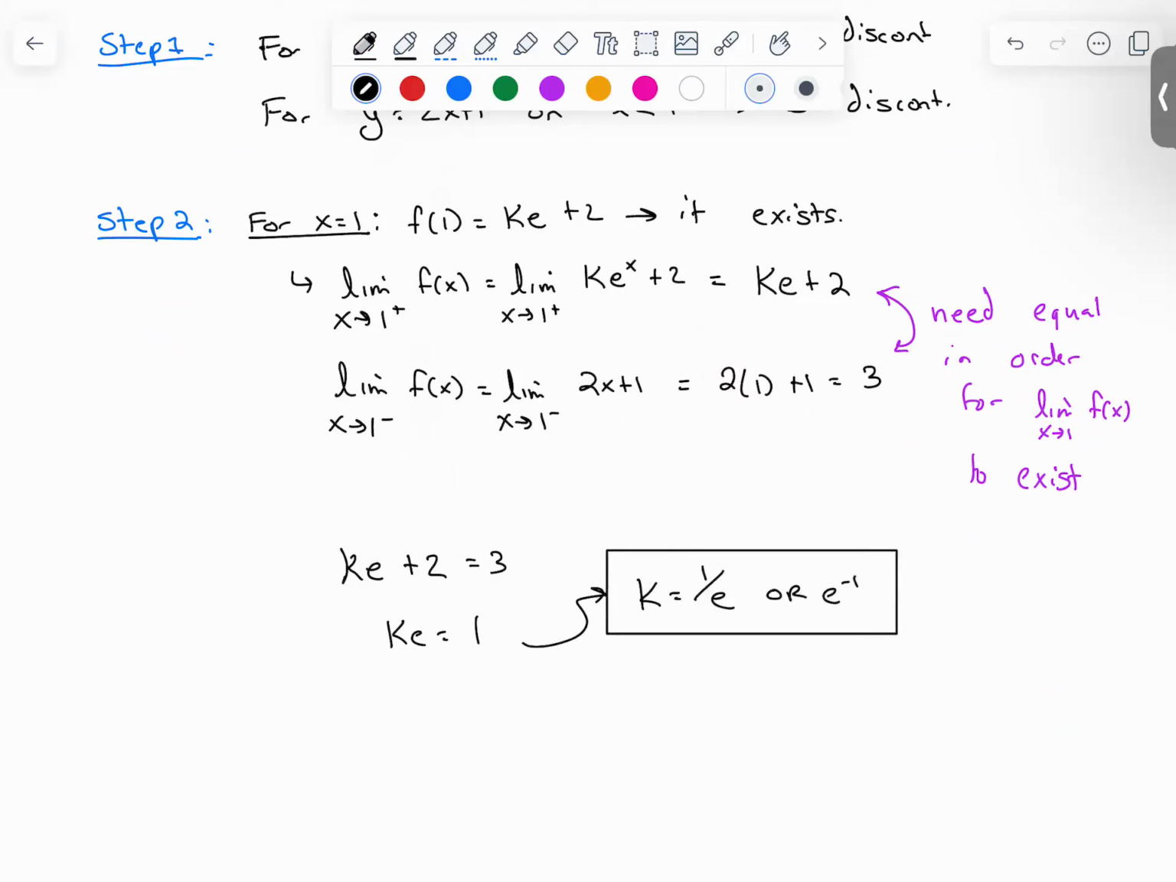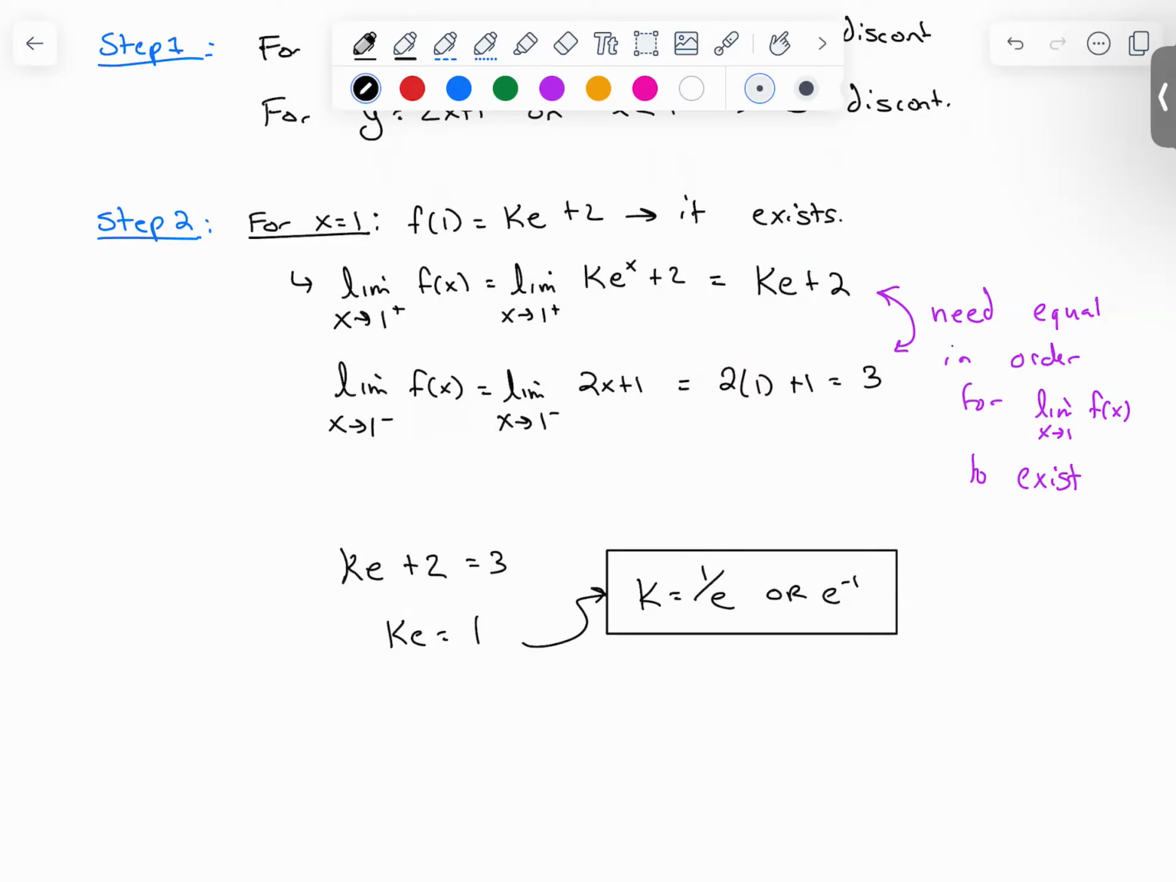I'd prefer 1/e, but we have found a way to make sure. Now we could go through the whole motion of saying, okay, plug in that value and see if f of 1 exists and that its limit exists. But by our work, we've already verified that. So that is the value of k that will work.